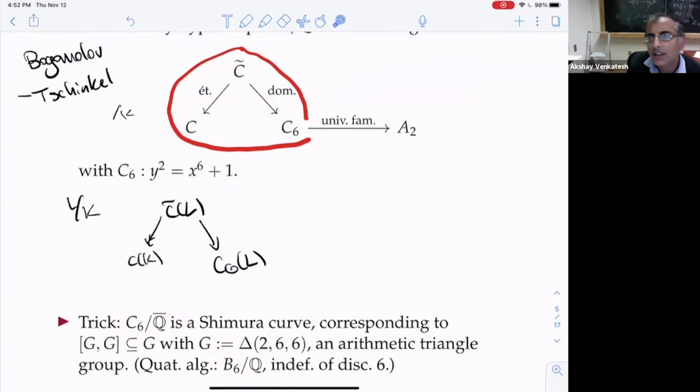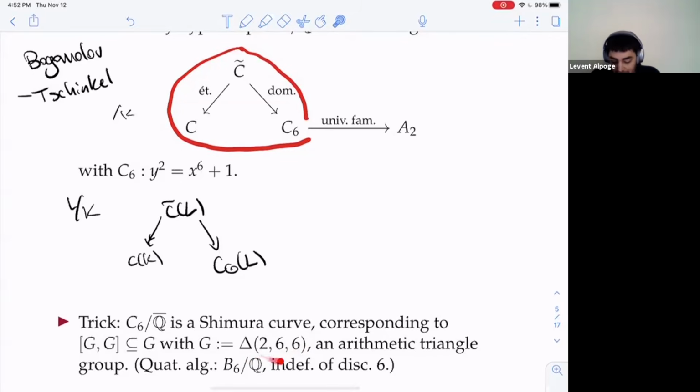Now, I told you I was afraid of stacks, and I wrote universal family. I'd be afraid of writing that if I couldn't construct these by hand. There's a construction by hand called hypergeometric abelian varieties associated to these triangle groups.